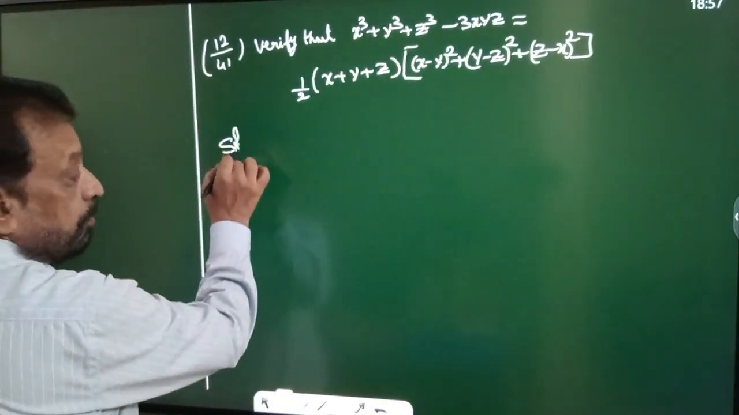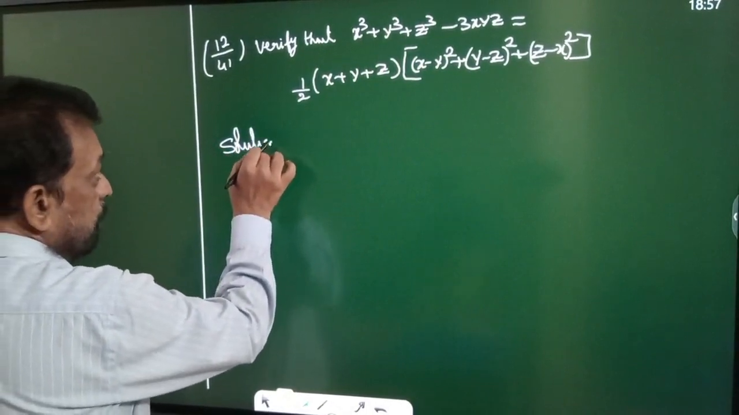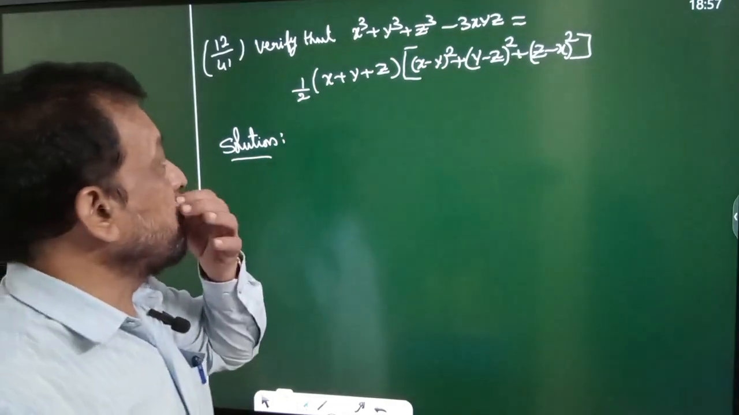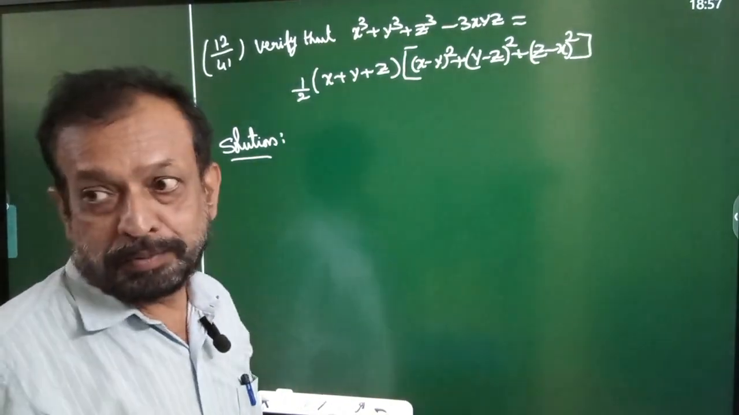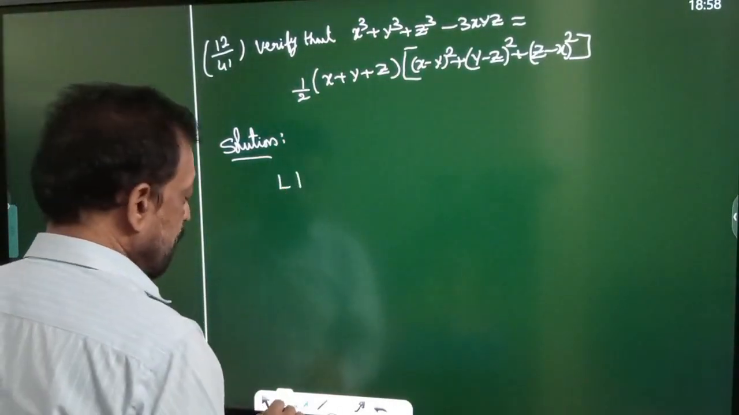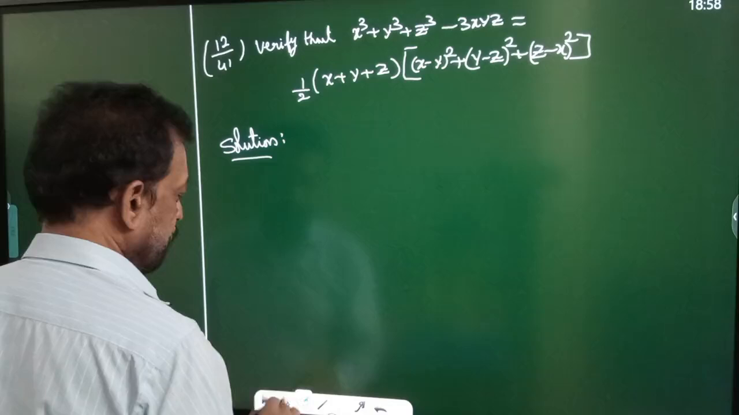Solution. So verify whether this is correct or not. Now you can expand this. Not LHS, you can take RHS, which is better. RHS.